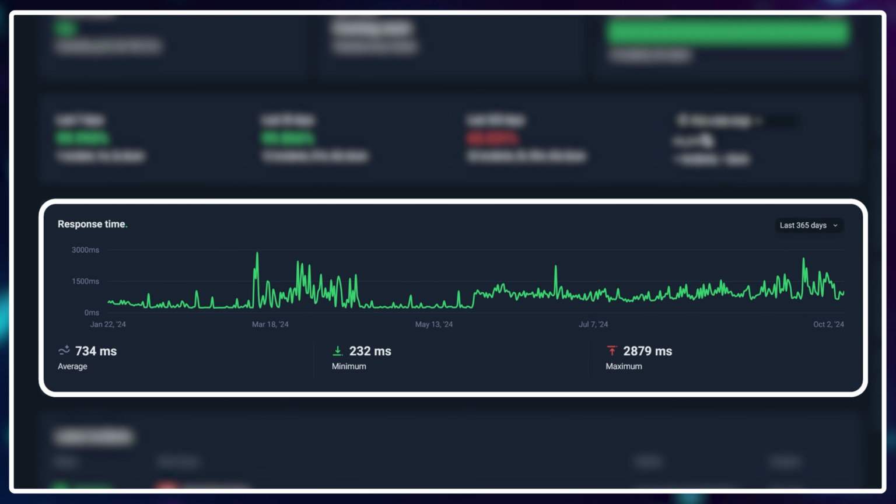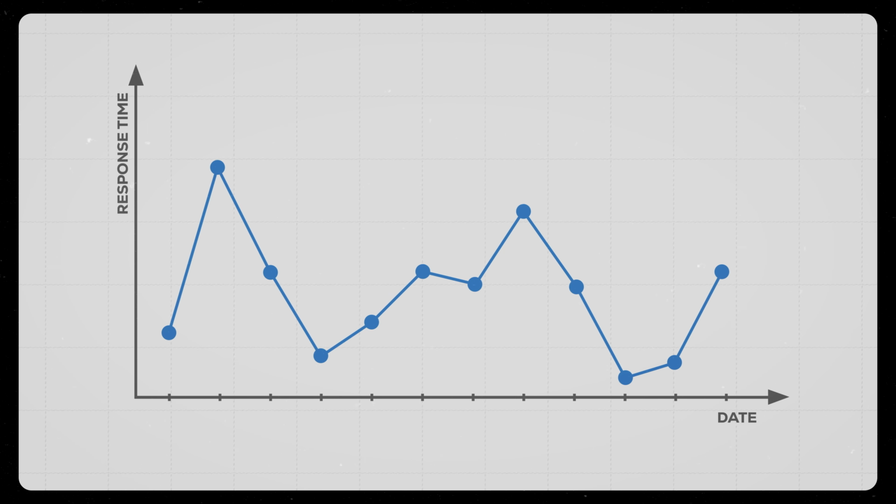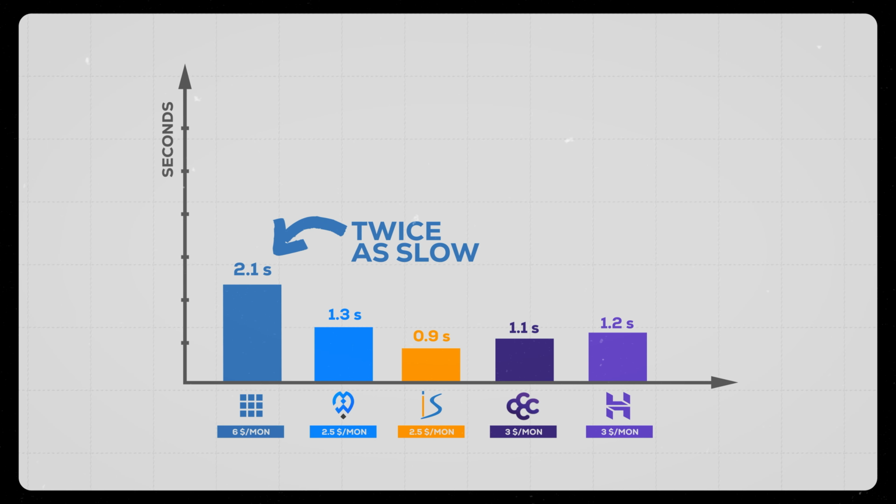Even when online, the website was so unstable that my response times kept jumping up and down like crazy. The maximum response time was 2.8 seconds, the lowest 0.2. So there's a 14 times difference between my website speed on any given day, meaning that some days the server responds in 0.2 seconds and my website loads in 2.1 seconds, which is still not good, but it's passable. And another day, the server decides to respond in 2.8 seconds and my website loads in 5.5. So even at its best, Bluehost is still twice as slow as its competitors.